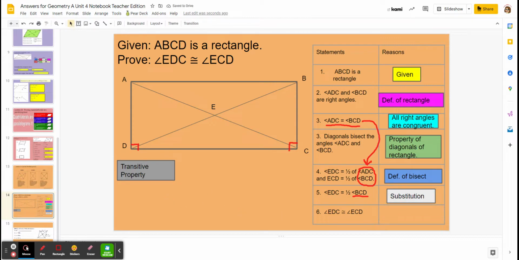And finally, notice I said ECD is half of BCD. And we just stated that EDC is also half of BCD. Notice they're both equal to half of BCD. Since they are both equal to the same thing, we can then set them equal to each other. And that's our friend, the transitive property, setting them equal to each other.